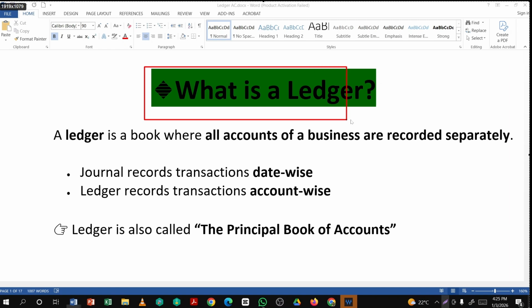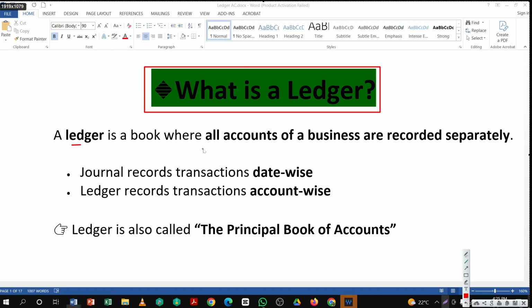What is a ledger? A ledger is a book where all accounts of a business are recorded separately. A journal records transactions date-wise and a ledger records transactions account-wise. So, the ledger is also called the principal book of accounts.